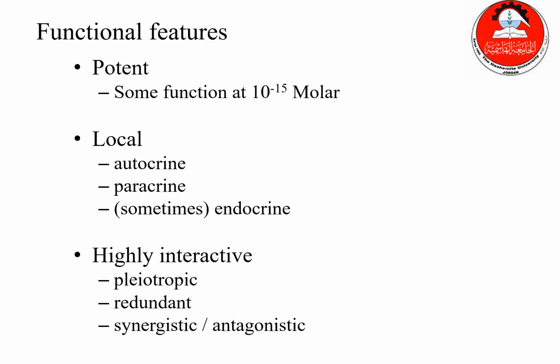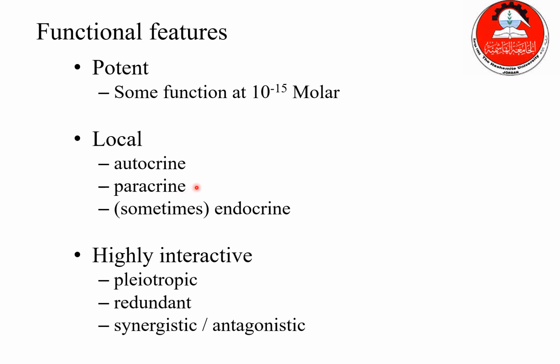So functional features of the cytokines, they are potent. Their effect is local. So we have the local is divided into autocrine, paracrine, and endocrine. Autocrine is that the cytokine is released by the same cell to protect and help the same cell that has released the cytokine.